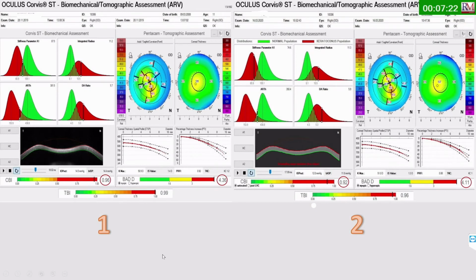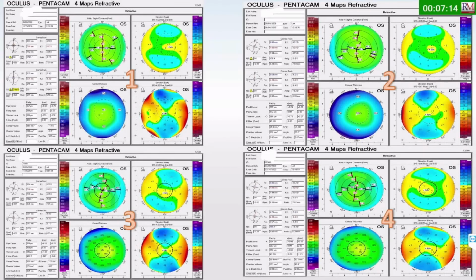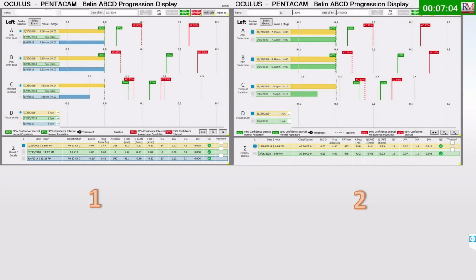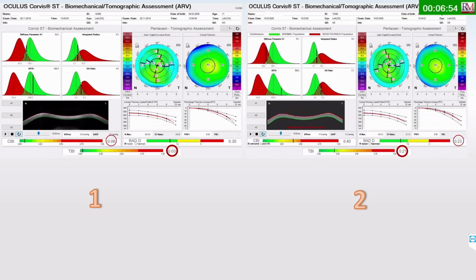Back to our case, the changes actually were minimal for the CBI and the TBI index, and for the other eye it's completely normal. The serial Pentacam and the Belin-Ambrosio are completely normal, even the ABCD is completely normal for the other eye. So we're faced with a case of pure unilateral pediatric keratoconus.